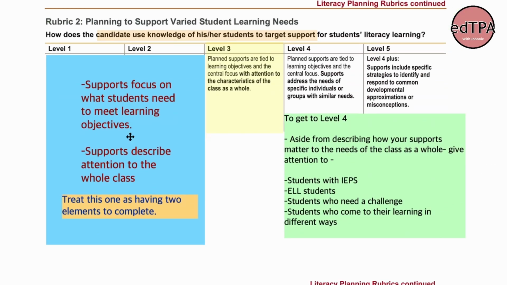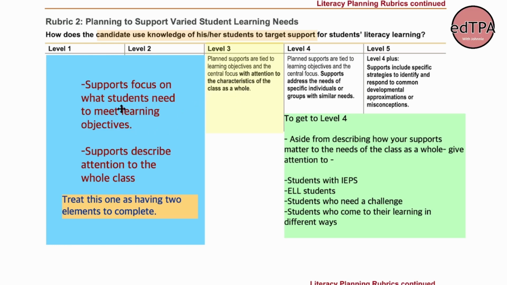Let's go to rubric 2. How does the candidate use knowledge of his or her students to target support for students' literacy learning? Level 3 says planned supports are tied to learning objectives and the central focus with attention to the characteristics of the class as a whole. This one's very, very broad.